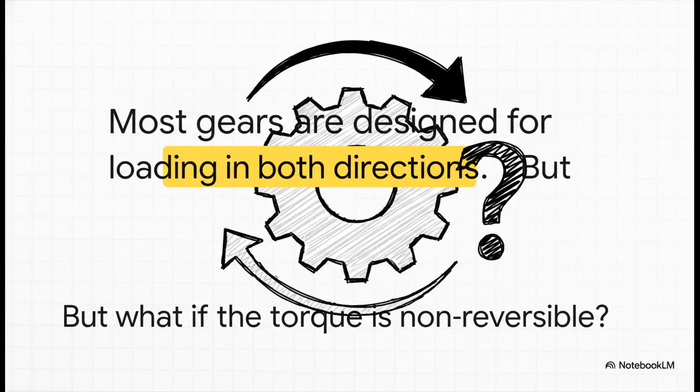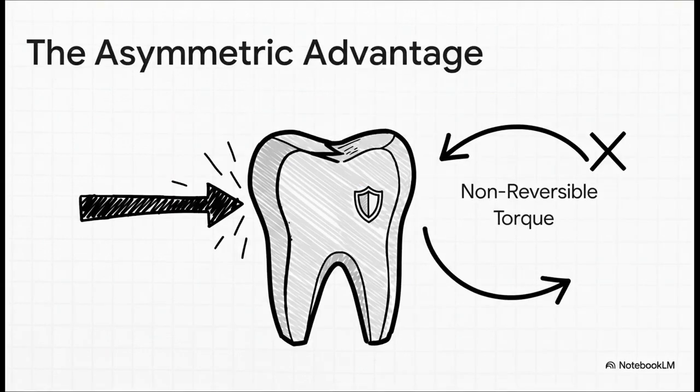Now, most of what we've talked about so far kind of assumes that the gear is going to be working in both directions, right? Clockwise and counterclockwise. But what if it's not? What if the force is always a one-way street? Well, that's when you call in the specialist, the asymmetric spur gear.